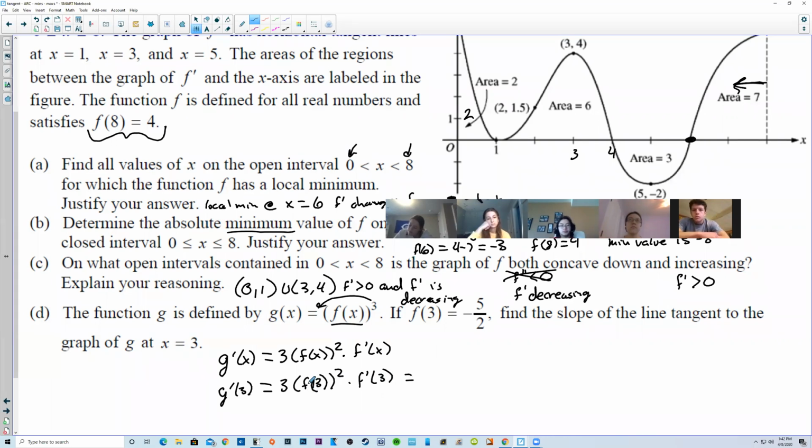So I need f of 3. Where's f of 3? Oh, they tell me that. I'm like, I don't remember doing f of 3. They just literally tell us that. I like that. There's a negative 5 halves. F prime of 3 is up here. That's in the graph. F prime of 3 is 4, so times 4. So how about 3 times 25 fourths times 4? We could probably just cancel those out. 3 times 25 is 75. So the answer is 75.